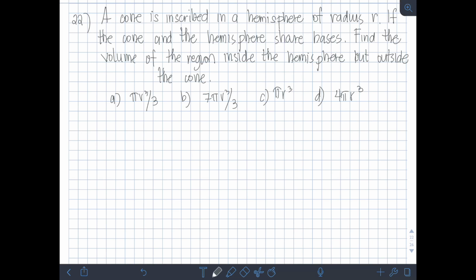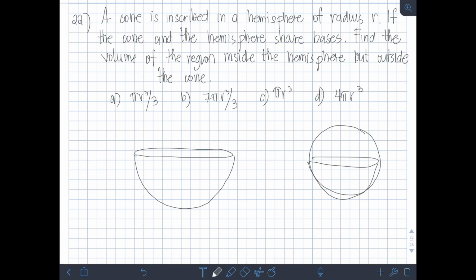If the cone and the hemisphere share bases, find the volume of the region inside the hemisphere but outside the cone. Okay, so drawing natin. Yung cone daw ay naka-inscribe sa isang hemisphere. Pag sinabing hemisphere, kalahati ng sphere, right? So, ito yung portion na yon. Tapos, meron daw inscribed cone sa loob niya, so nasa loob ng hemisphere yung cone. Nag-share daw sila ng base, which is itong circle na ito, di ba? So, yan din yung base nung cone. Okay? So, ang radius nila ay parehong r.